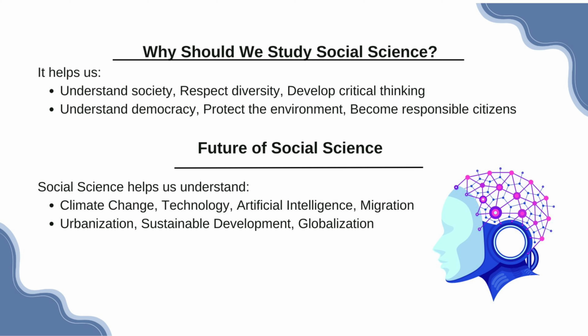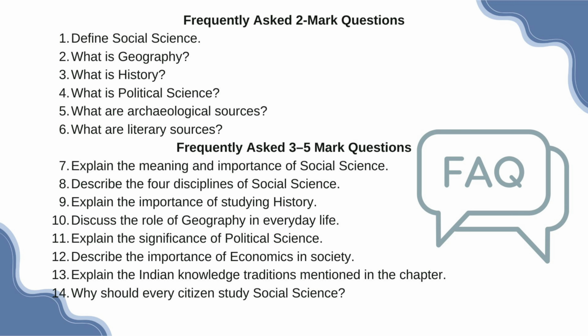Social science encourages you to ask questions: why, how, what if, what happens next. Instead of memorizing, you begin understanding. And that's exactly what intelligent people do. They don't just accept information, they question it, they analyze it, they think critically.